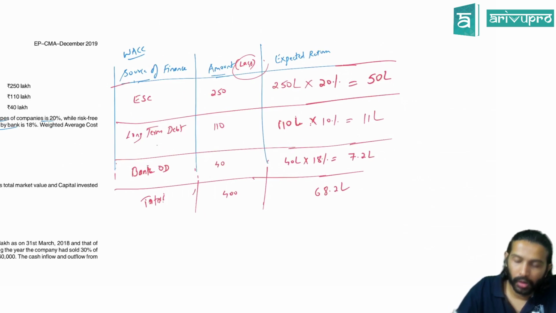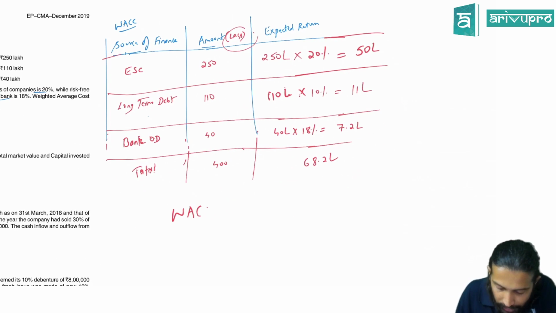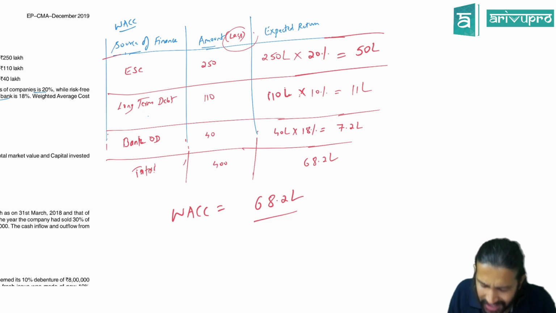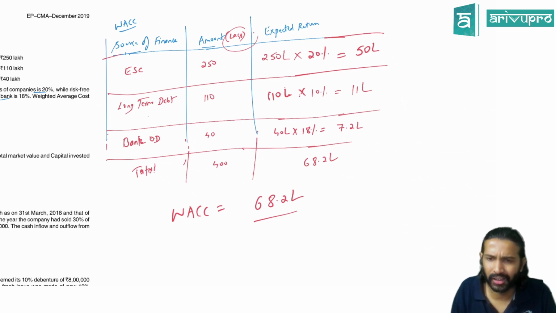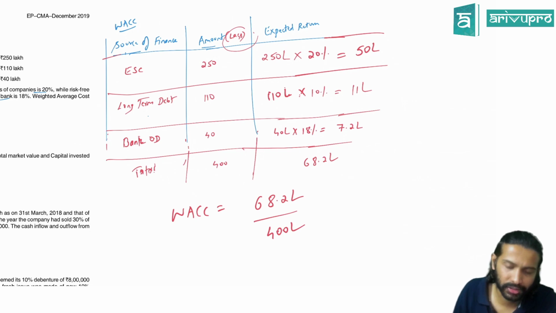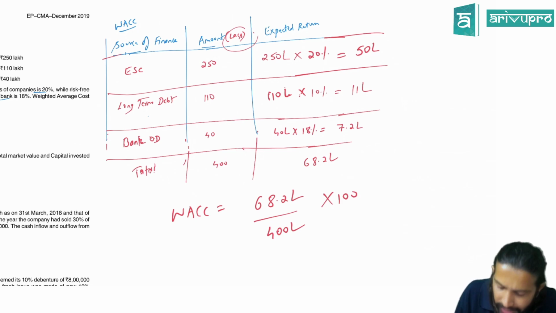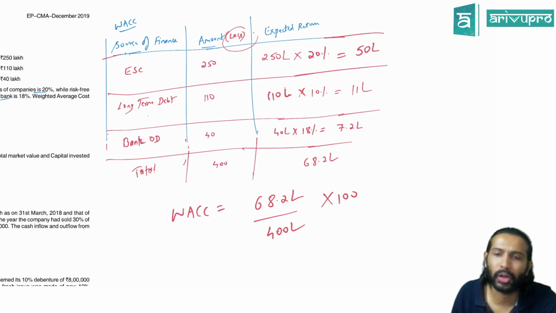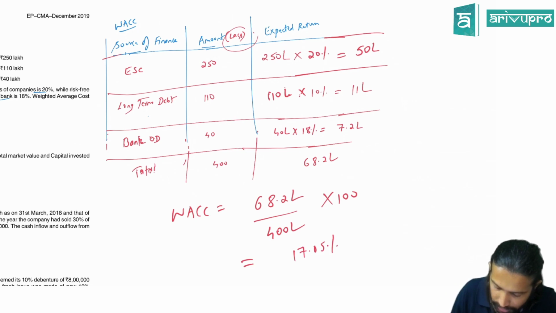Okay. So how do you get the weighted average cost of capital? This is nothing but the total expected return, which is 68.2 lakhs. Rather, 68.2 lakh is the return the finance people are expecting. How much finance have they given? 400 lakhs. On 400 lakhs, they are expecting a return of 68.2 lakhs. That means what is that return percentage? 68.2 divided by 400 into 100, if you do, you're going to get 17.05%.